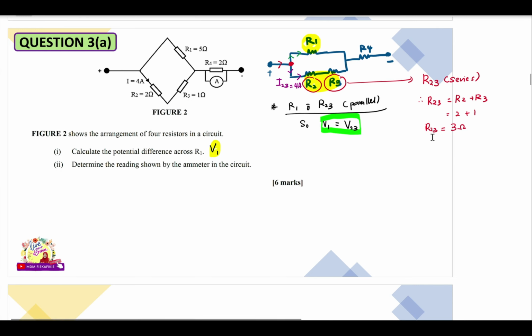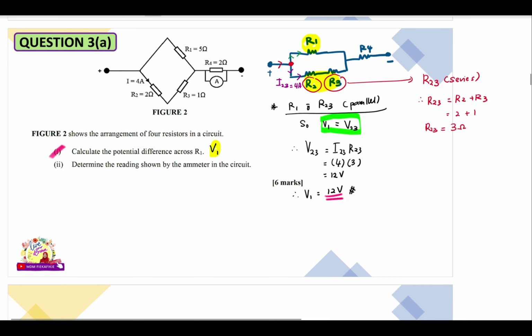Okay, so based on this information, finally, therefore, we can calculate V23. Okay, V23, I kita dah ada kan, I23. V23 is equal to I23 times R23. Okay, so I23 kita tadi berapa? 4. So R23 kita adalah 3, right? Okay, 4 and R23 kita adalah 3. Betul ke? Okay, 2 tambah 1, 3. Okay, so V23 is equal to 12 volt. So, soalan tanya V1 voltage across R1. So, therefore, V1 is also equal to 12 volt. Okay, so this is the answer.